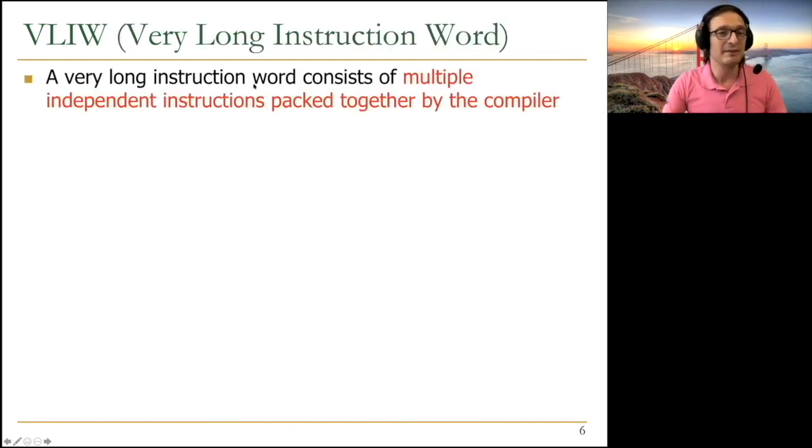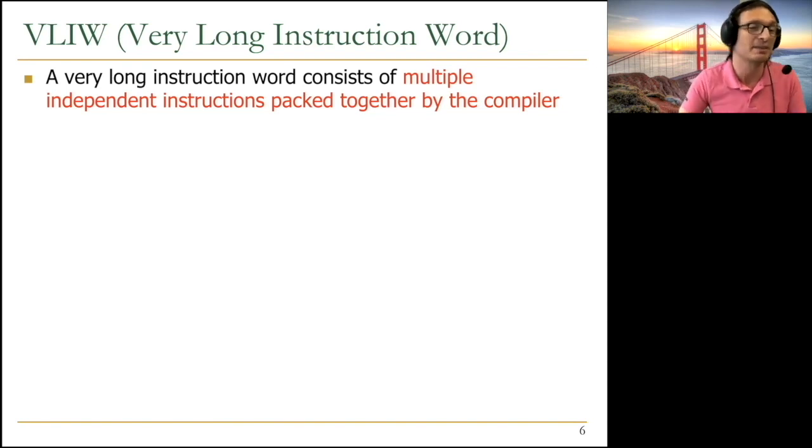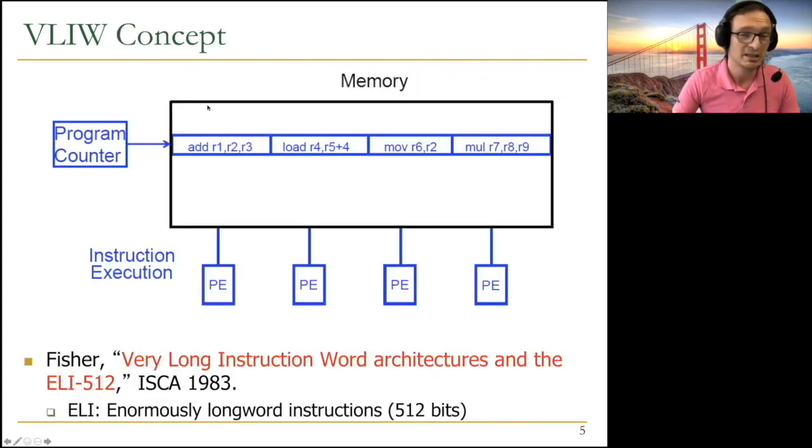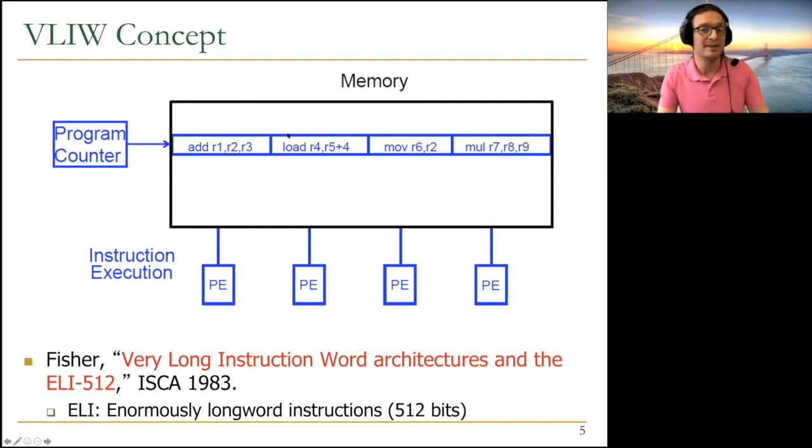So as I said, a very long instruction word consists of multiple independent instructions packed together by the compiler or the programmer. But programmer is tough, actually. In fact, the VLIW proponents also say it's very tough to program these machines. So you really need automatic compilation into them. But again, you can imagine programming at an assembly level as well. And packed instructions can be completely logically unrelated, as we have seen in the previous picture. If you go back to the previous picture, add, load, move, multiply, they're different instructions, right?